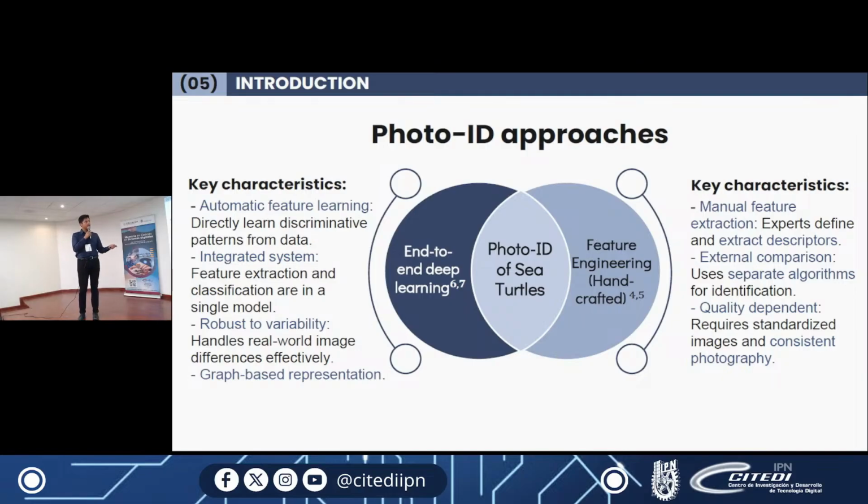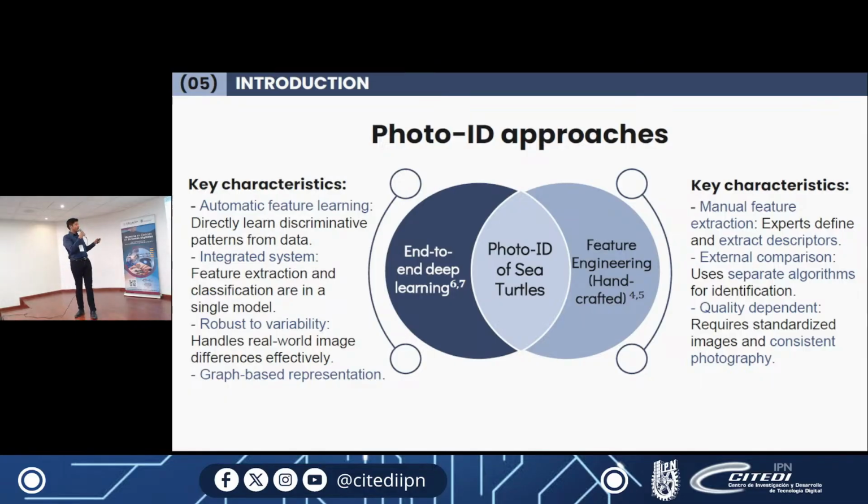Okay, there are 2 main approaches for photo identification. The first one is the feature engineering handcrafted methods, where the expert defines the specific descriptors of the individual. For example, if this individual has a specific scar in some part of the head or the flipper or something similar. It also uses external comparison, which means it uses separate algorithms for the identification of the specific individual. Also it is quality dependent. That means that it requires specific image information and consistent photography.